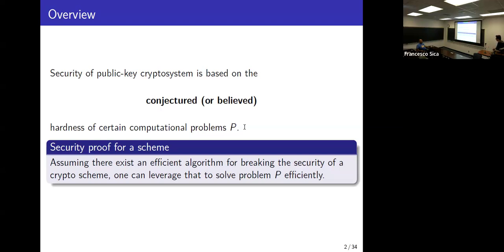So basically, the idea of this proof is essentially to say that you need, I wouldn't say higher power, but an equivalent power for breaking the scheme compared to breaking the mathematical problem. That shows the hardness of this scheme.